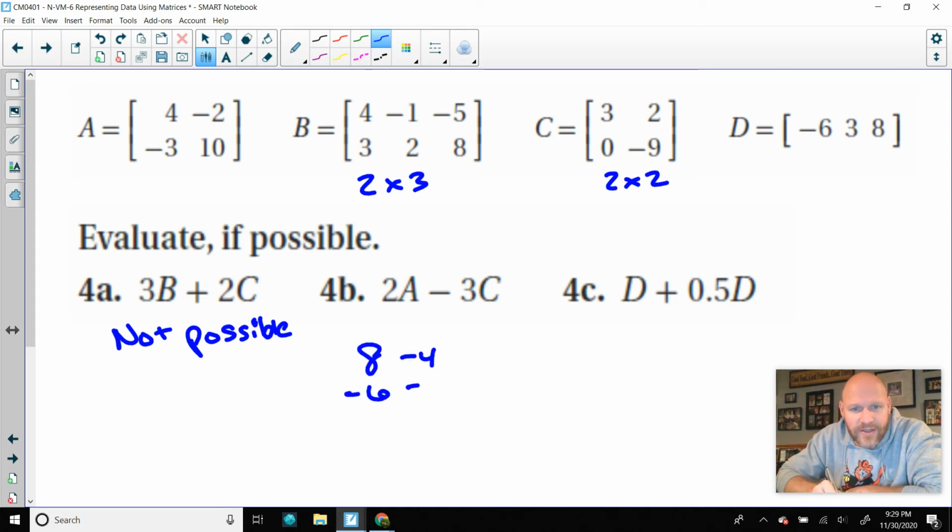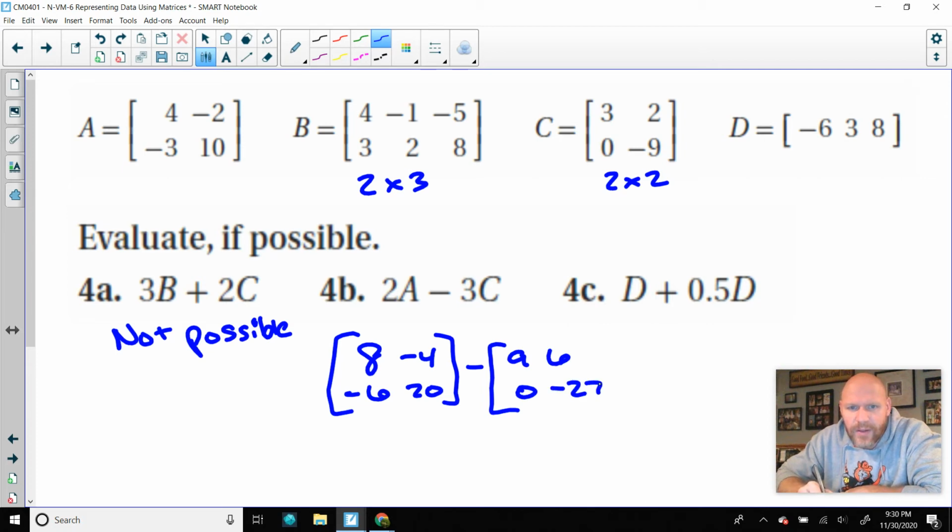We're going to have a -6 and a 20. So I have that matrix there. And then we're going to subtract 3C, which I believe I already did the math on earlier, but I'll do it again. Oh no, I didn't. This was different. We're going to do 9, 6, 0, and a -27. And now we're going to subtract those numbers.